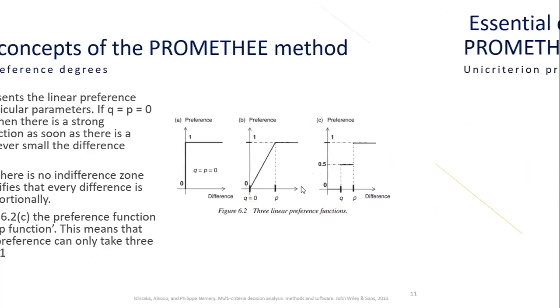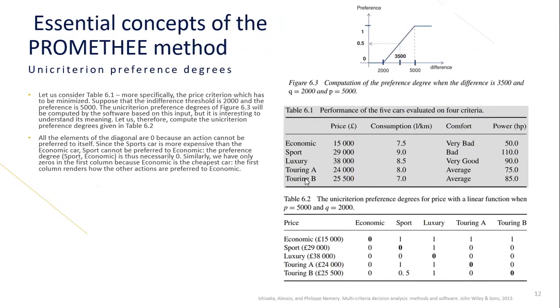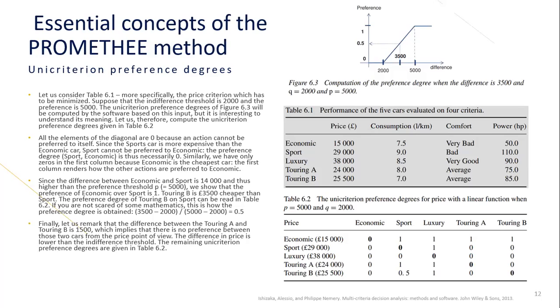Now let's take a look at the example. We mentioned price earlier, right? Let's assume now we have the preference degree with Q equal to 2000 and P equal to 5000. So Q is here, P is here. Now you just need to check the difference.